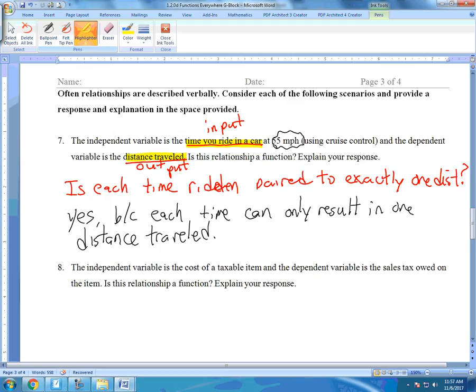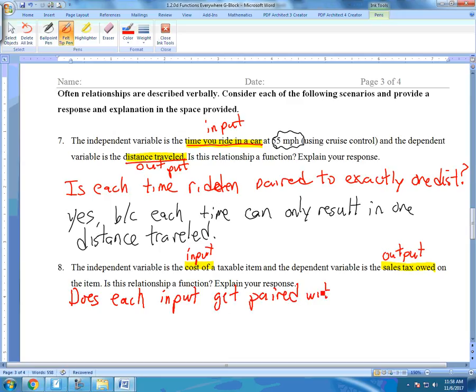The independent variable is the cost of the taxable item. So there's your cost. That is your input. And the dependent variable is the sales tax owed. That would be our output. So you ask yourself, is this relationship a function? So we ask the question, does each input get paired with or mapped to exactly one output?